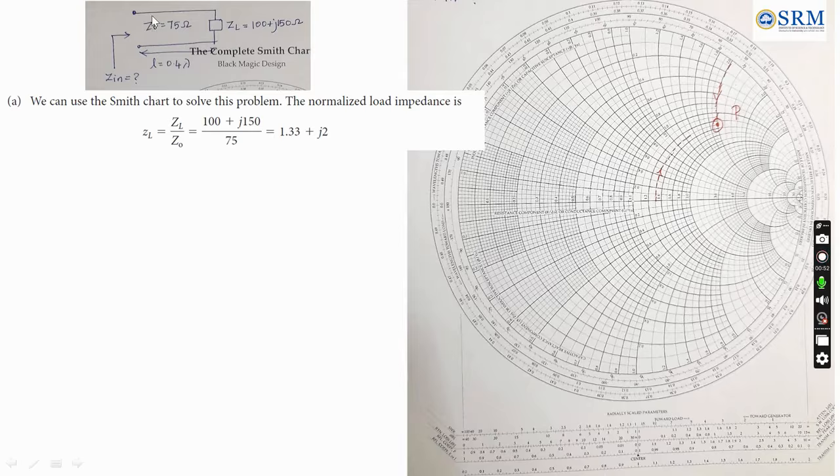They have given majorly Z0, ZL, and the length of the transmission line. Based on this, we are supposed to find the input impedance, right? First, we have to normalize the load with respect to characteristic impedance. Doing that, we get the R circle value, that is 1.33, approximately 1.3. This is the R circle, and the X circle is 2. The intersection of these two is a point P where the normalized load impedance is present.